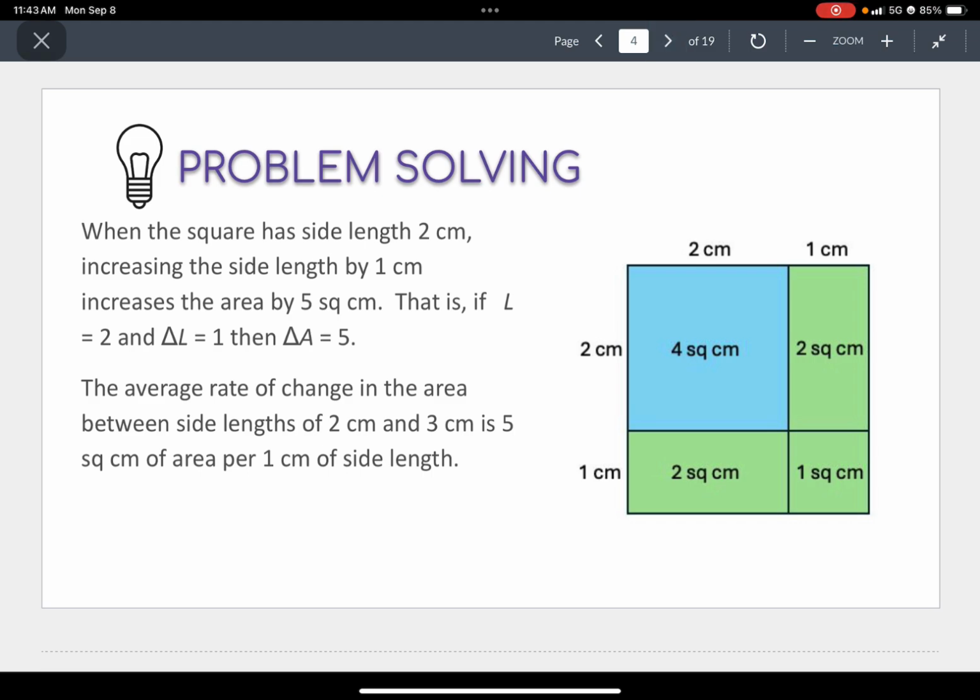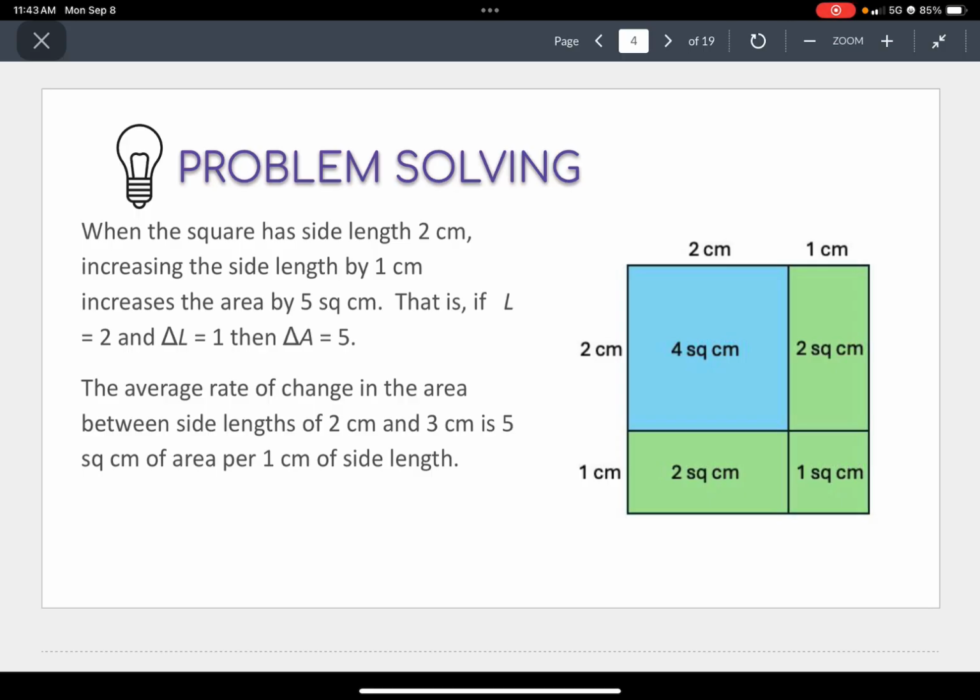Likewise, the green rectangle on the right-hand side, upper corner, had a height of 2 centimeters, width of 1 centimeter, so that was also 2 square centimeters. And then finally, the square in the bottom right has height and width 1 centimeter, so 1 square centimeter. All those add up to 5. We represent that as delta A equals 5.